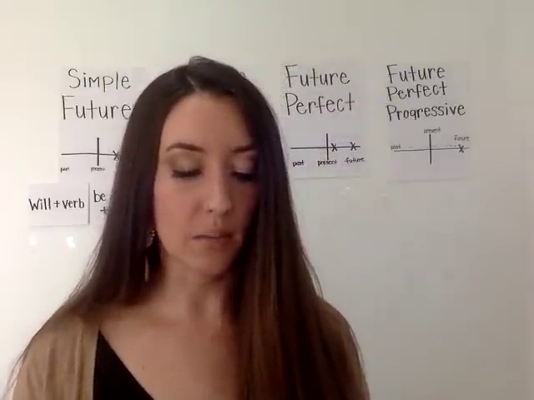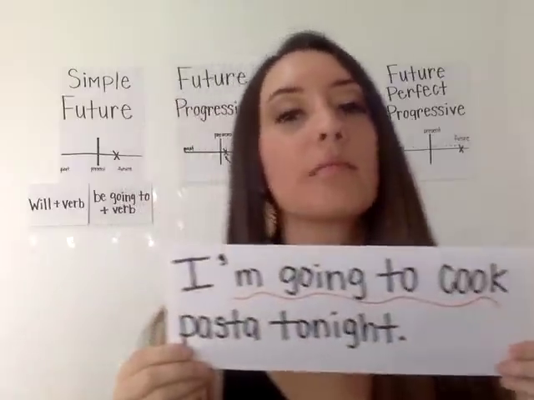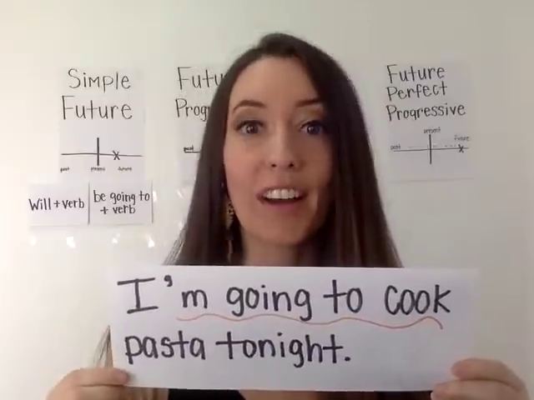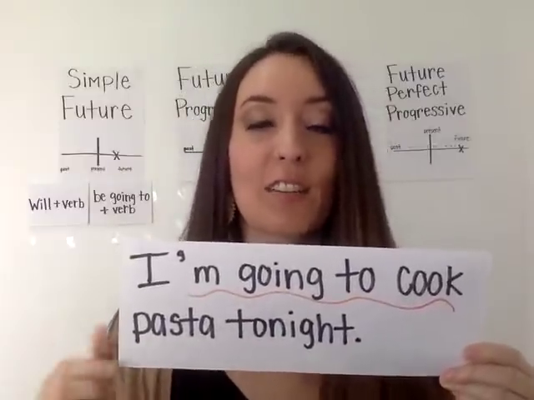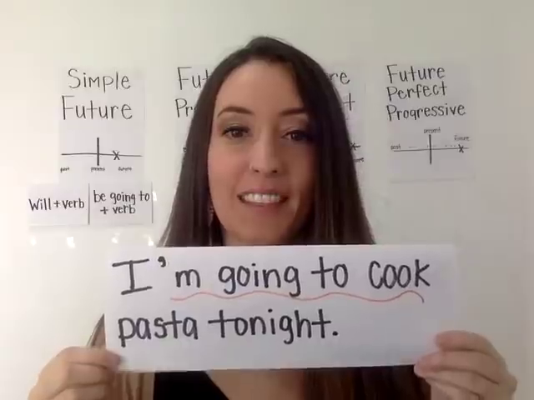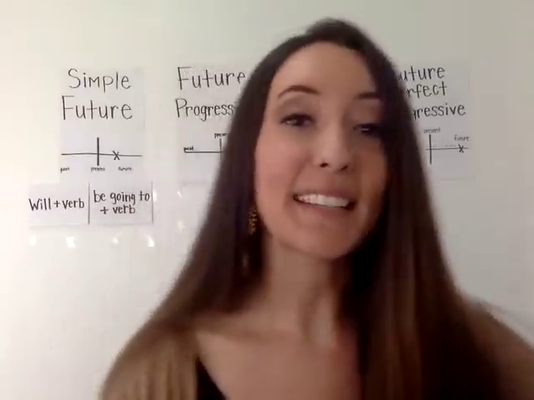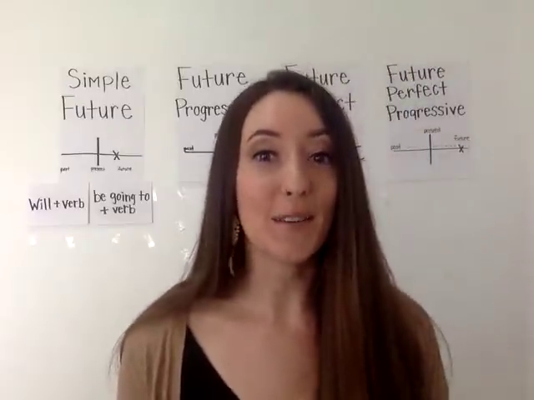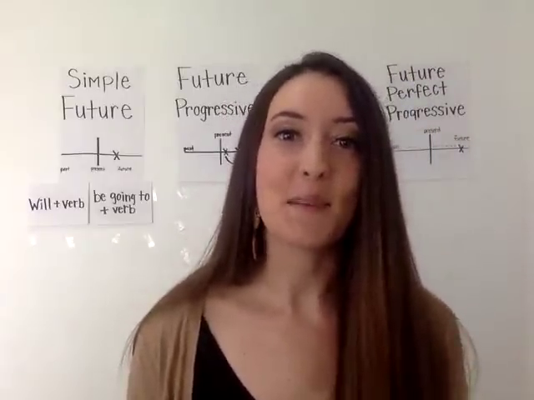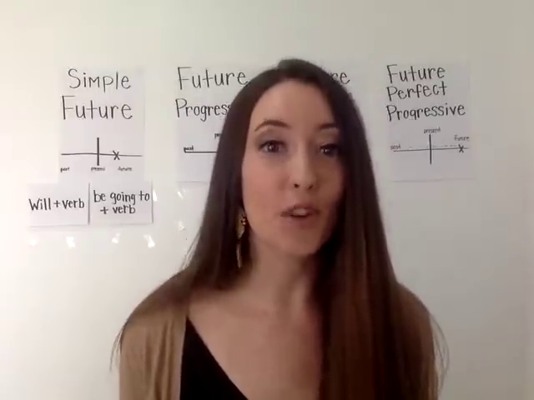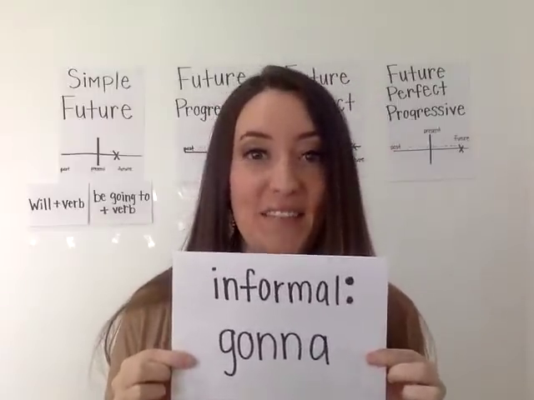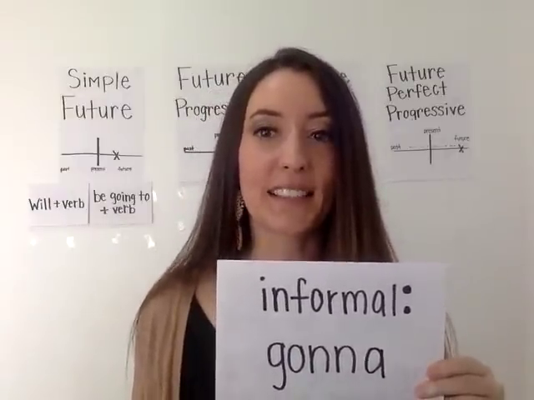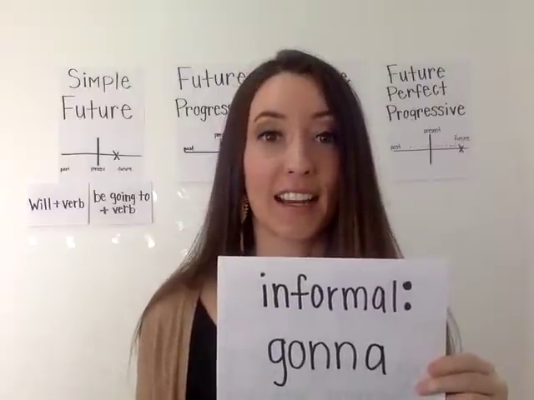Let's look at one more example. I'm going to cook pasta tonight. Or, he's going to cook pasta tonight. Many times, if you are speaking with a native English speaker, you are not going to hear them say going to, but instead they're going to use an informal word that is gonna. So instead of saying, I'm going to cook pasta tonight, they would say, I'm gonna cook pasta tonight.